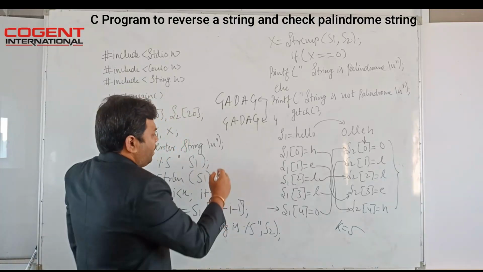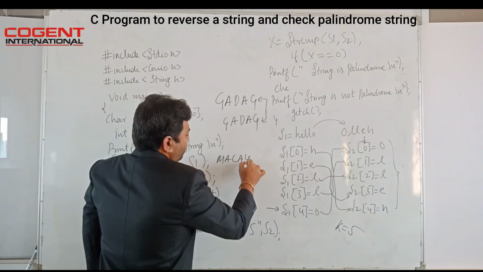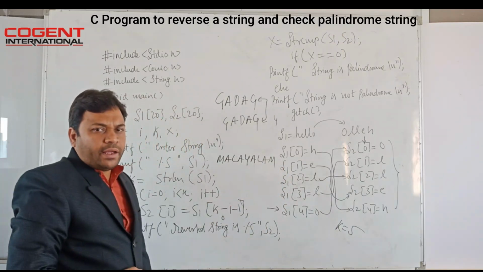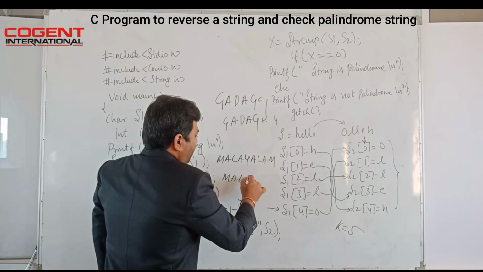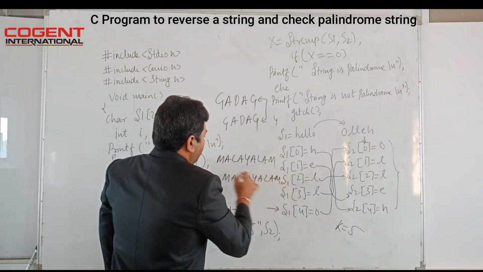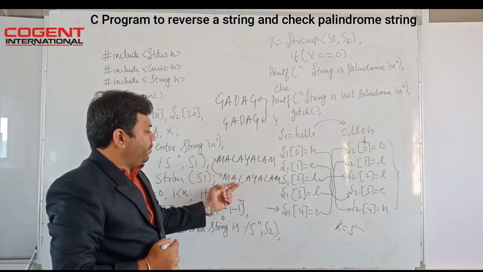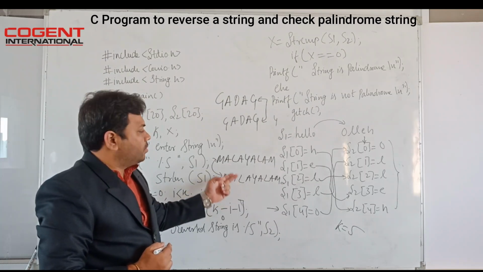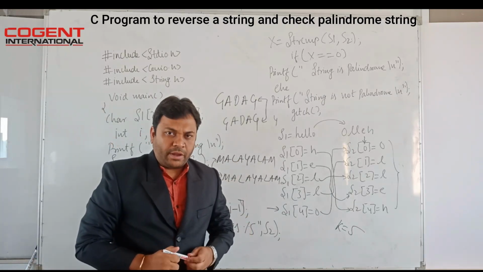Another example, if I consider this string called Malayalam. So reverse this string, what will I get? I'll get M A L A Y A L A M. I am getting the same string, right? So the original string is Malayalam. After performing the reverse of the string, I am getting the same string here. So this type of string is called the palindrome string here.